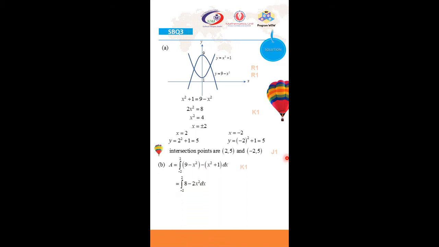And then for part B, to find the area, so the correct integration and also the correct value here, 1 mark. And then integrate, we got this one, 8x minus 2x cubed over 3, 1 mark. And then substitute the values, 1 mark, and also the correct area is another 1 mark. So 4 marks for part B. Then we move on.